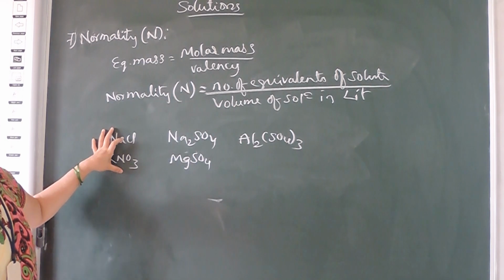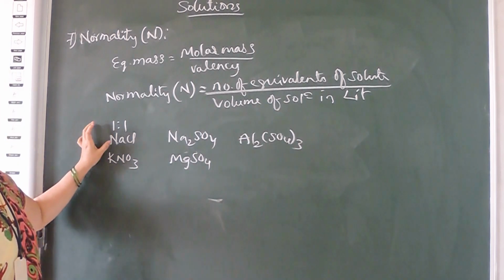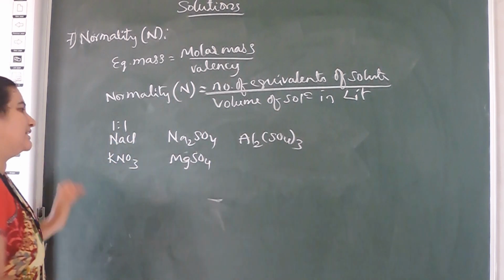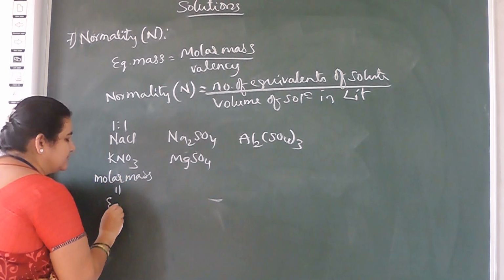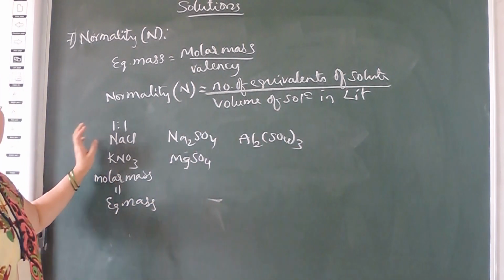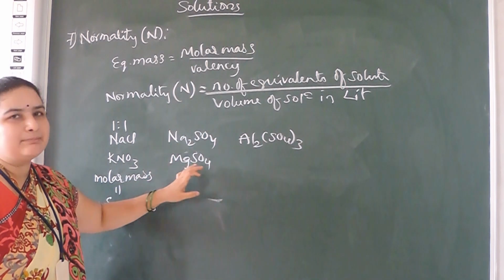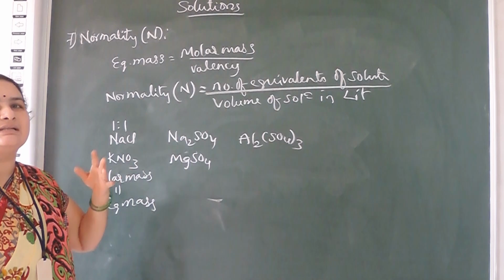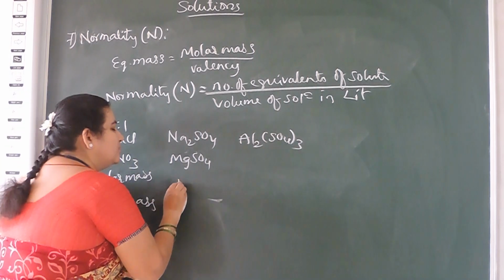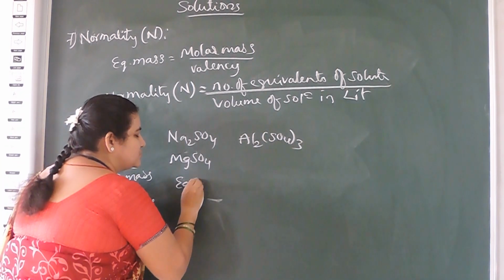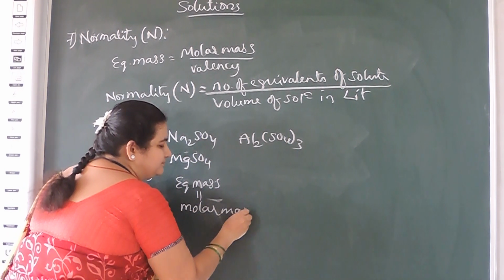This class of compounds we call univalent, 1:1 electrolytes. So here molar mass is equal to equivalent mass, because the valency of the compounds is 1. Now in compounds like Na2SO4 or MgSO4, the total cationic valency, or the anionic valency, is 2. So the equivalent mass is calculated as molar mass divided by 2.